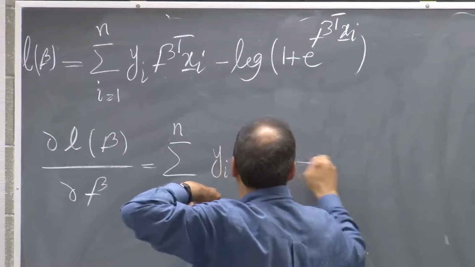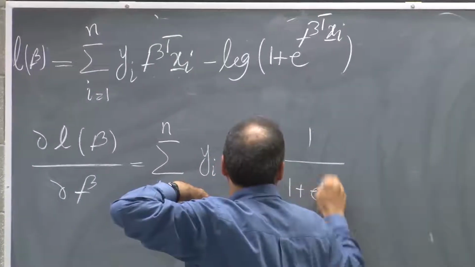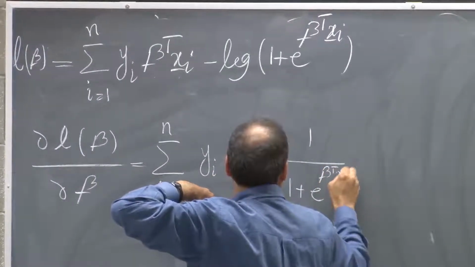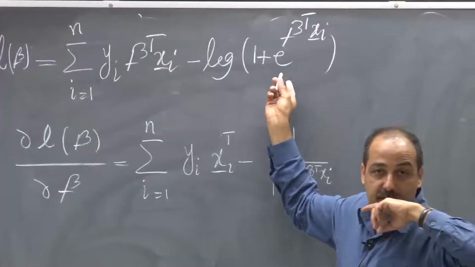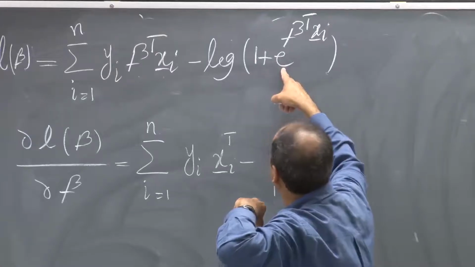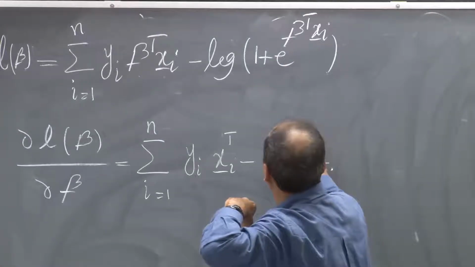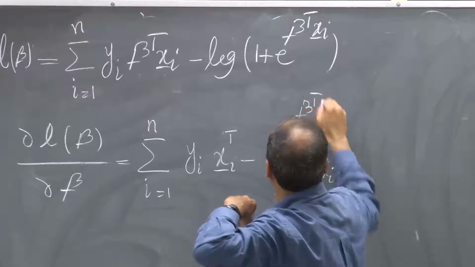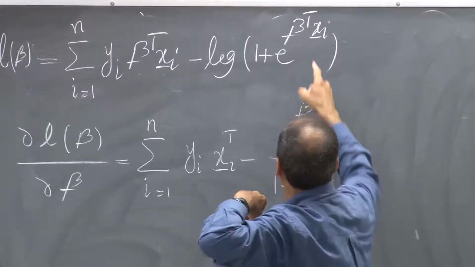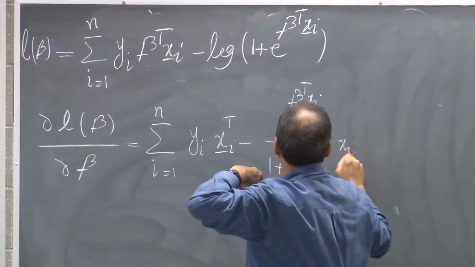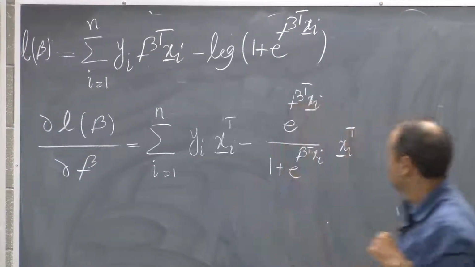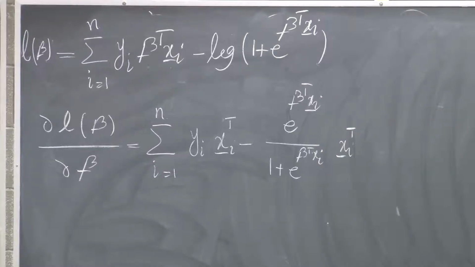So it's going to be negative 1 over 1 plus e to the power of beta transpose xi times the derivative of this, right? And the derivative of this would be 0 times e to the power of beta transpose xi. And the derivative of beta transpose xi would be xi transpose. Okay, that's the derivative of L with respect to beta.